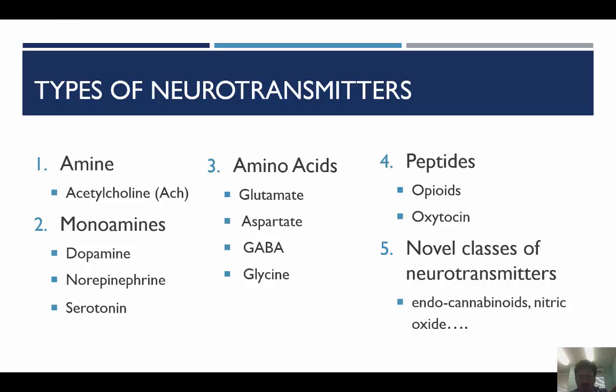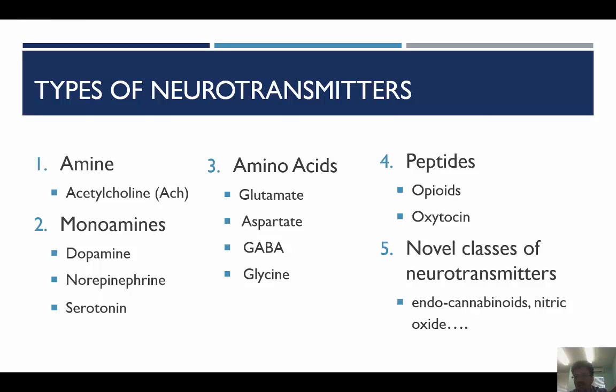The ones that are perhaps most common and the ones that you hear us talking about are the amine and monoamine neurotransmitters like dopamine, noradrenaline, serotonin, acetylcholine, histamine. But then there are other neurotransmitters that are made up of amino acids. Actually, the most abundant neurotransmitters in the brain are the excitatory amino acid glutamate and inhibitory amino acid GABA, which stands for gamma-aminobutyric acid. So glutamate, aspartate, GABA, and glycine are all examples of amino acid neurotransmitters. And amino acids, as you know, form peptides or proteins. And so we have some peptide neurotransmitters like opioids, the endogenous opioids like endorphins and enkephalins, and also oxytocin.